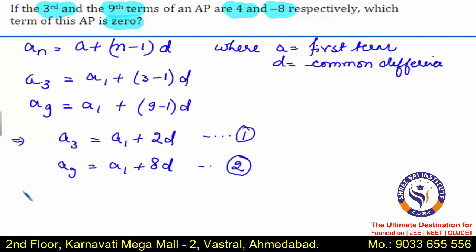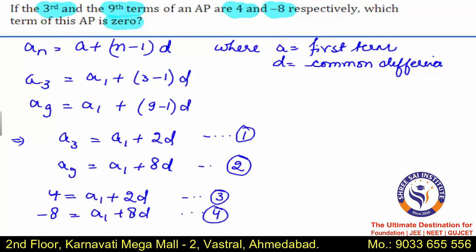Now the third term of the AP is 4. So 4 is equal to A1 plus 2D. And the ninth term is minus 8. So we have minus 8 is equal to A1 plus 8D. Let us denote these equations by 3 and 4.